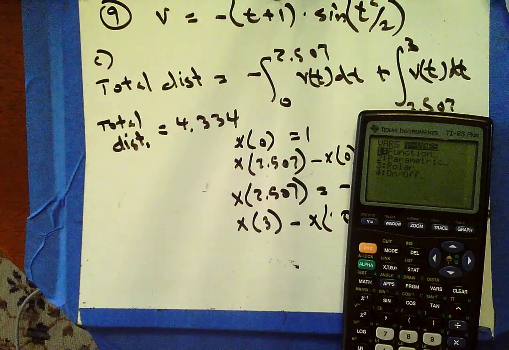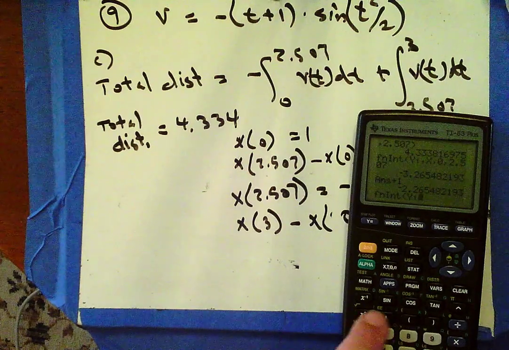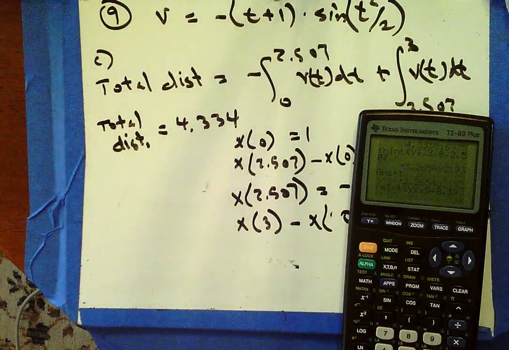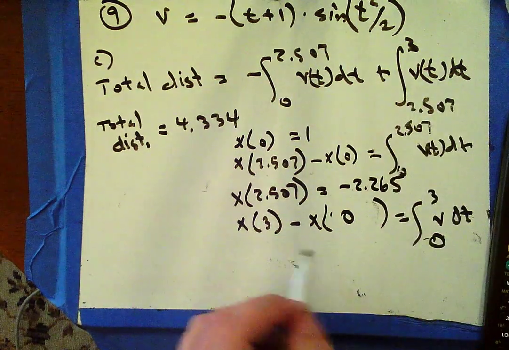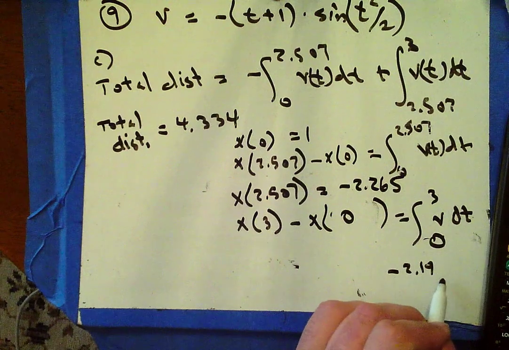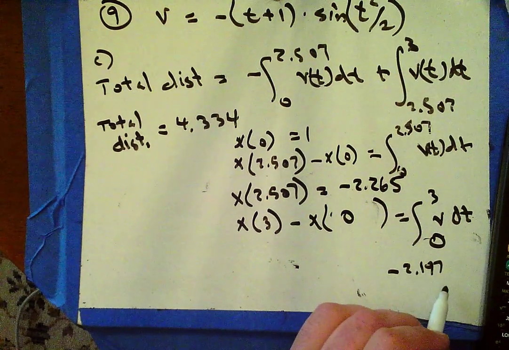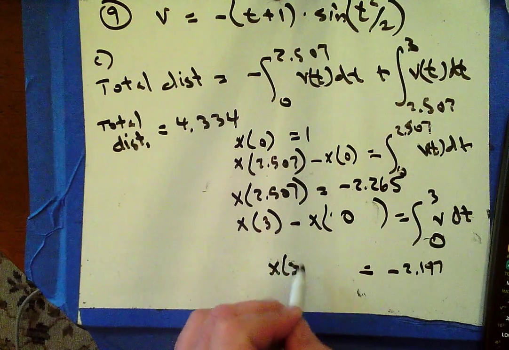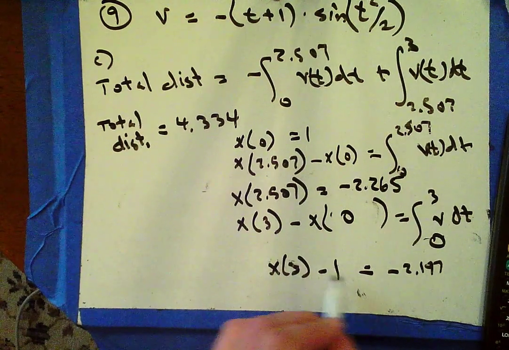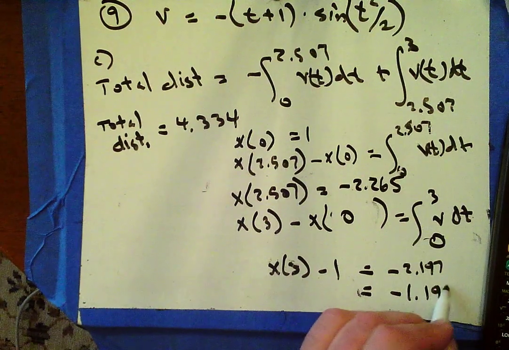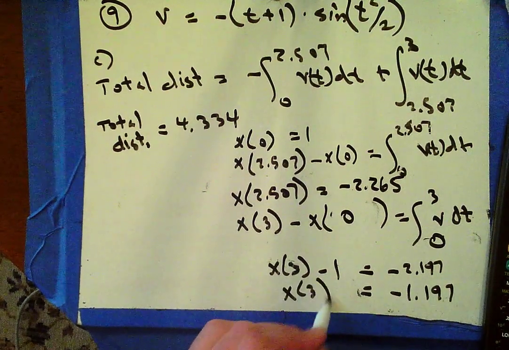Integrate y1, comma x, comma 0, comma 3, and I end up with negative 2.197, and that's x of 3 minus 1. So we'll add 1 to that, and we'll get negative 1.197 for x of 3.